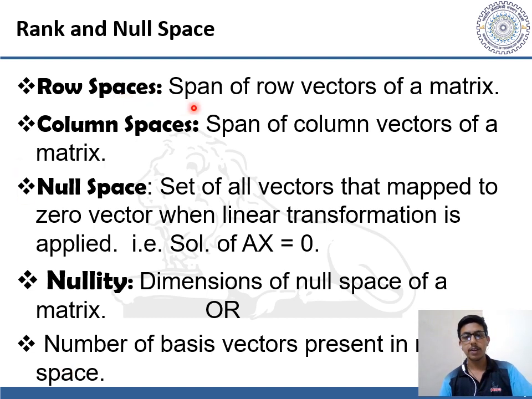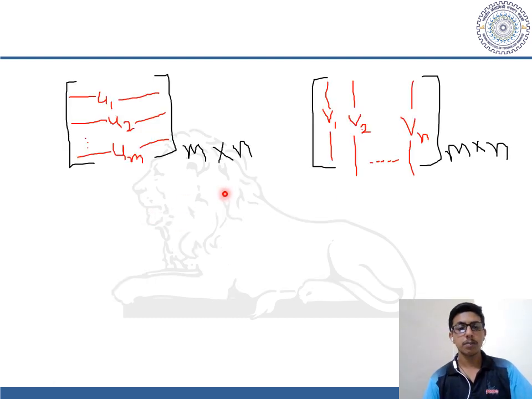Row space is the span of row vectors of a matrix and column space is the span of column vectors of a matrix. Now take a matrix of m cross n. Here u1, u2 up to um are row vectors and v1, v2 up to vn are column vectors of the matrix. Now the set of all the linear combinations of u1, u2 up to um is called the row space and the set of all the linear combinations of v1, v2 up to vn is called the column space of a matrix.